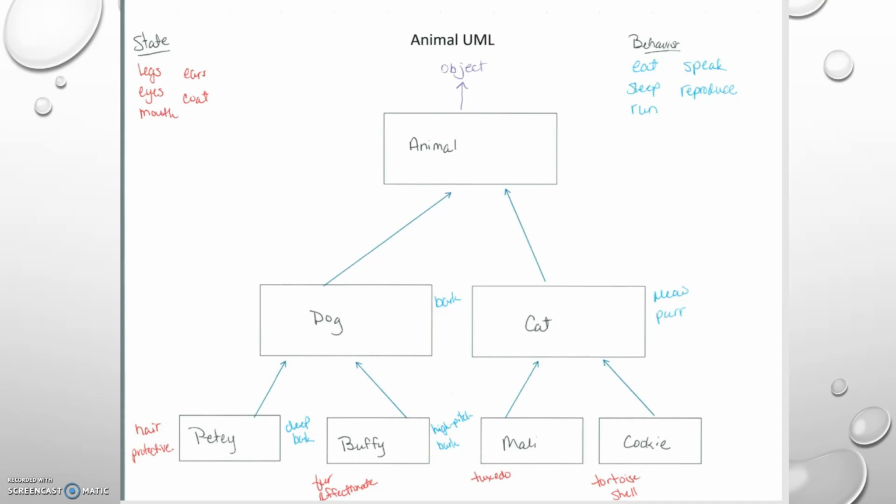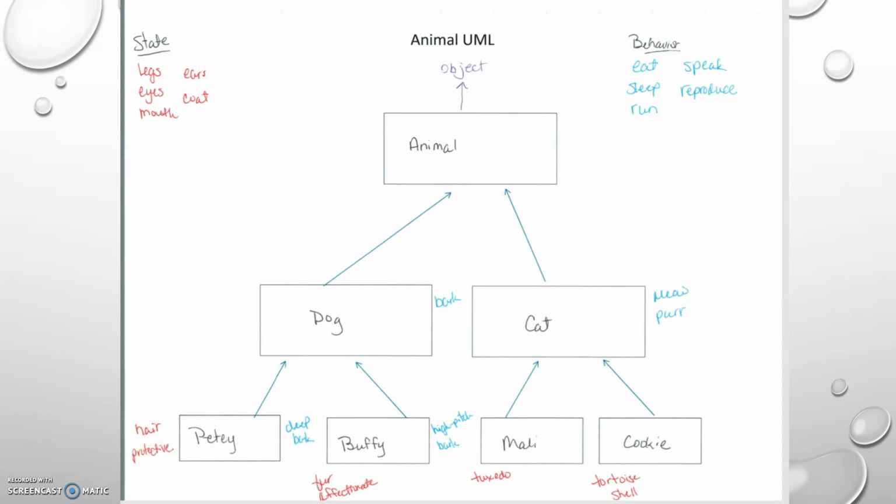It is not right to say an animal is a cat, because that's not true. So it goes the other direction. Buffy is a dog. Dog is an animal. Petey is a dog. Petey is an animal. Okay, because it's going right up sort of that chain hierarchy.